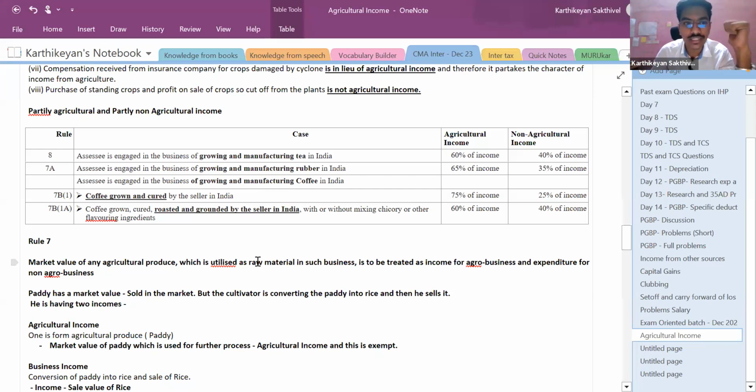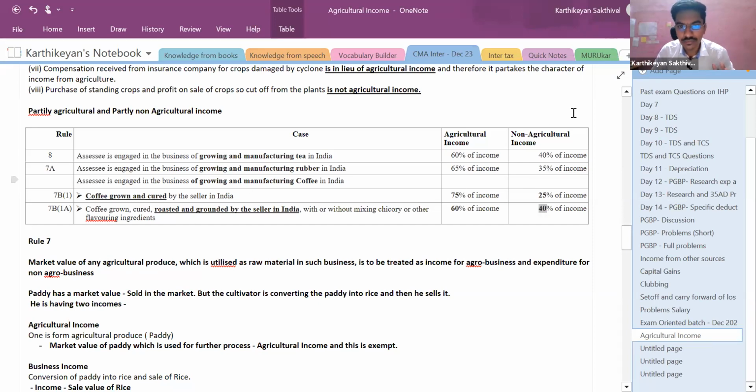So if coffee is just grown and cured by the seller, 75% of the income is to be treated as agricultural income, because no major value addition is being made here. They're just growing and selling it as a coffee bean. The other 25% is to be treated as other than agricultural income, right? So 75-25. If it is also roasted, ground, powdered and sold, then 60% is to be treated as agriculture and 40% as other than agriculture.